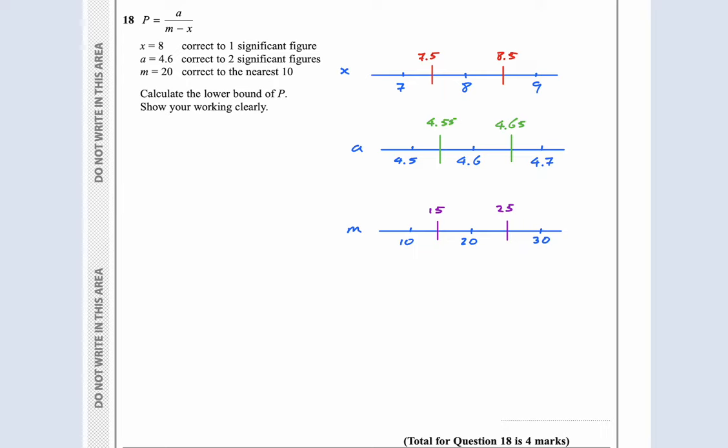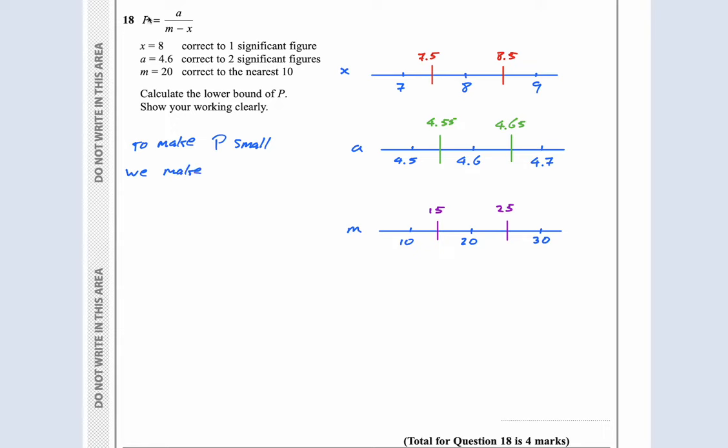So that's the first kind of thing to do, but we're not done, because we need to find the lower bound of P. So how do I make P small, right? So let me write this down. To make P small, we make, okay, because P is this fraction.